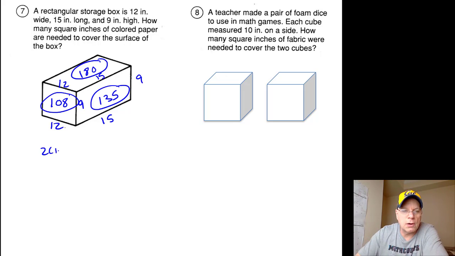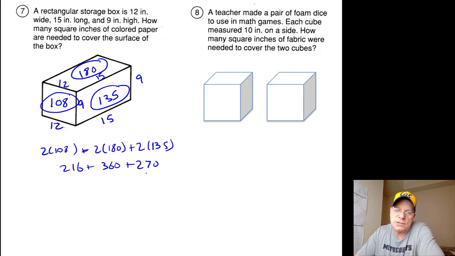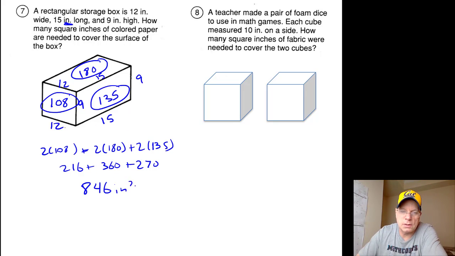So I have two 108s plus two 180s plus two 135s. Two 135s is 270, two 180s is 360, two 108s is 216. And so I've got 576, 646, 846 inches squared.